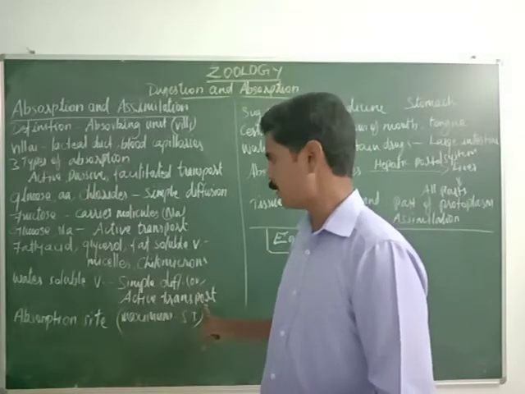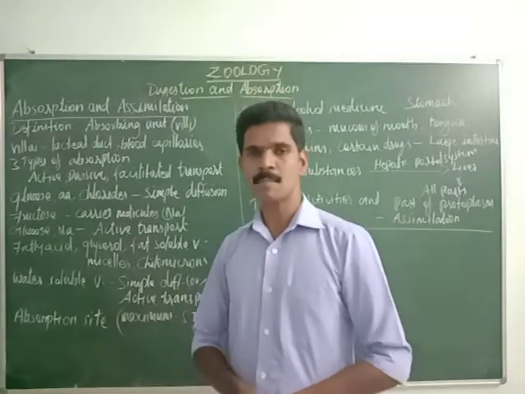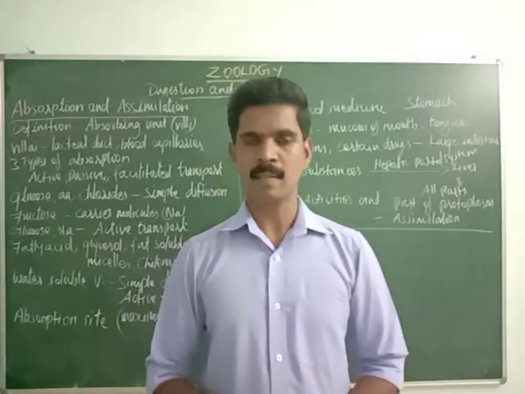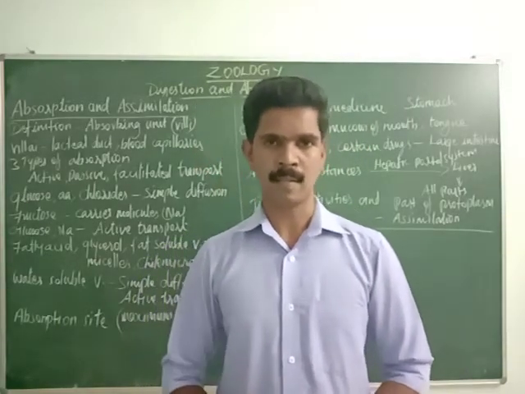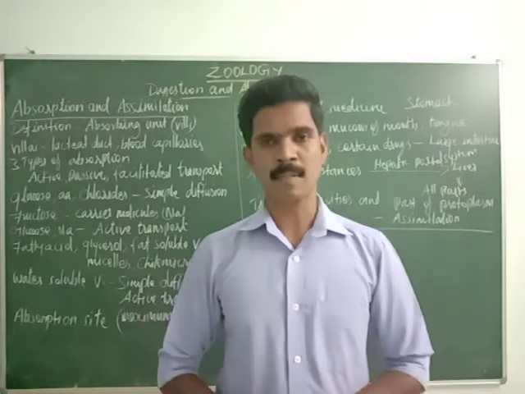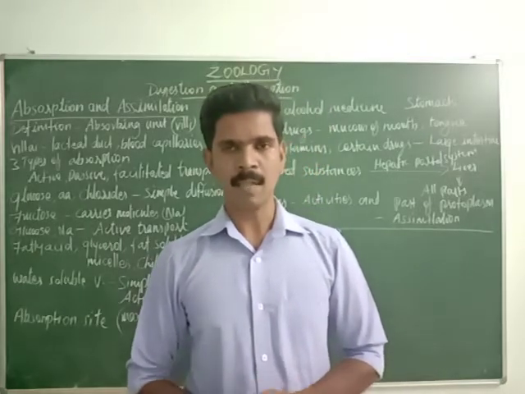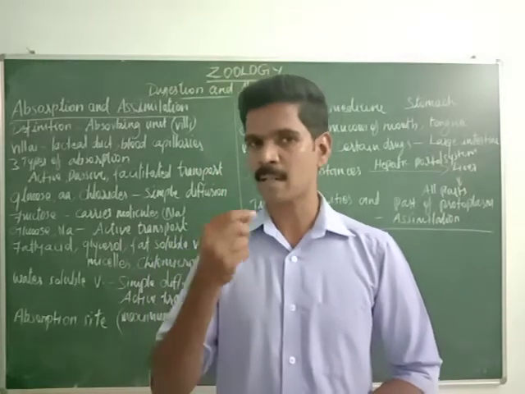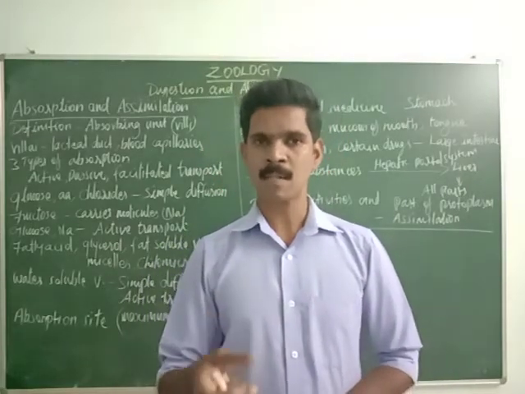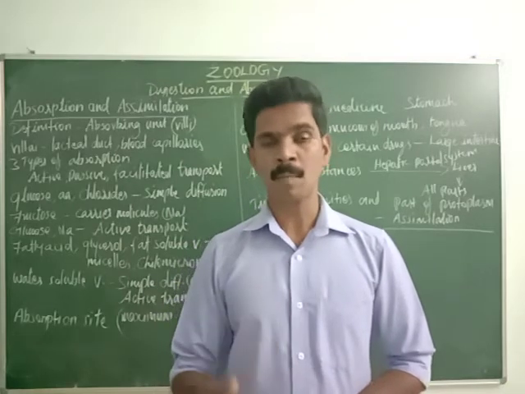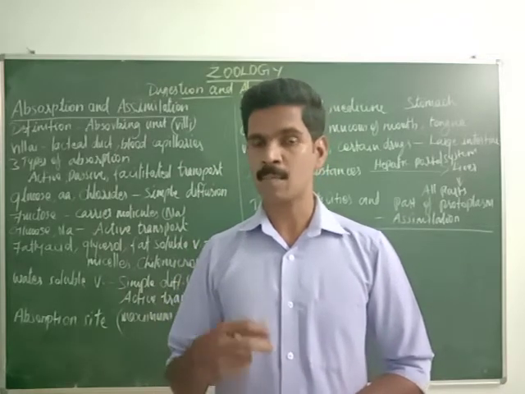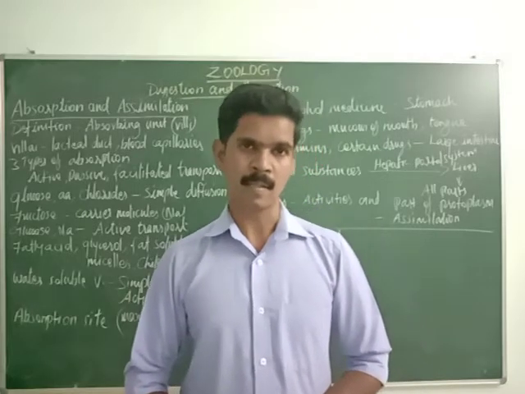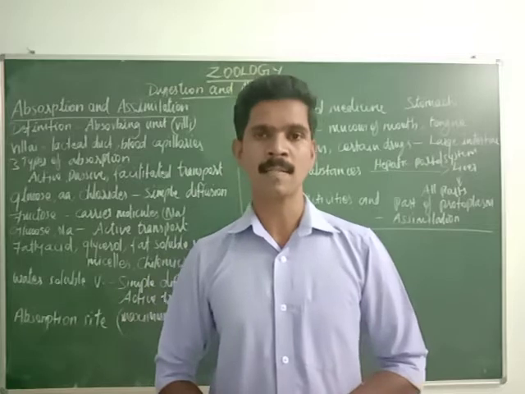Understand? Then next, the maximum absorption takes place inside the mouth, stomach, small intestine and large intestine. There are many organs in our alimentary canal. Some amount of food substance is absorbed inside the mouth, some inside the stomach, more inside the small intestine, and a small amount in the large intestine.